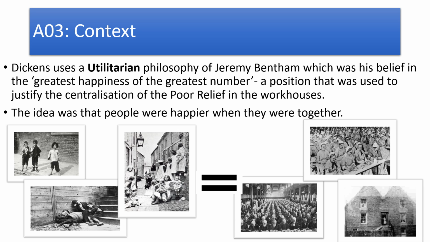Looking at context with utilitarianism, the philosophy of Jeremy Bentham, which was his belief in the greatest happiness of the greatest number, a position that was used to justify the centralisation of the poor relief in workhouses. The idea that people were happier when they were together. So those images down there would support that.